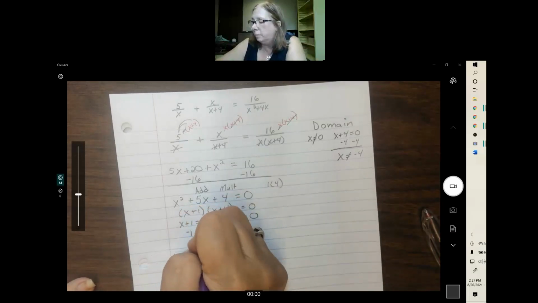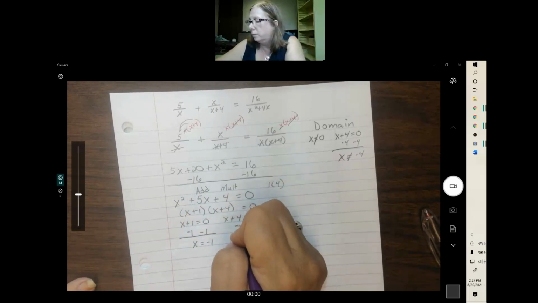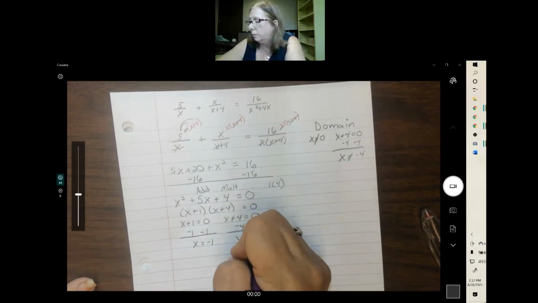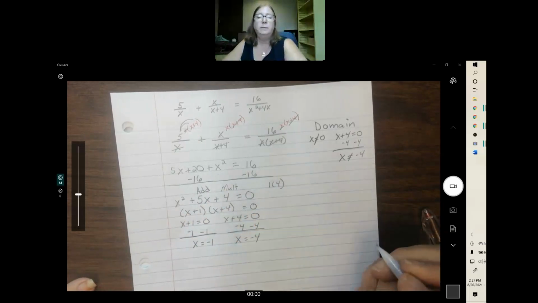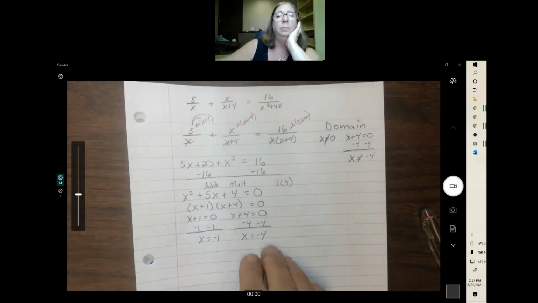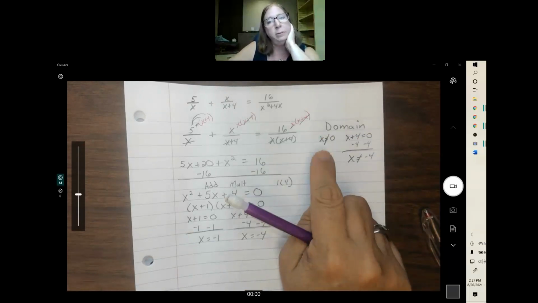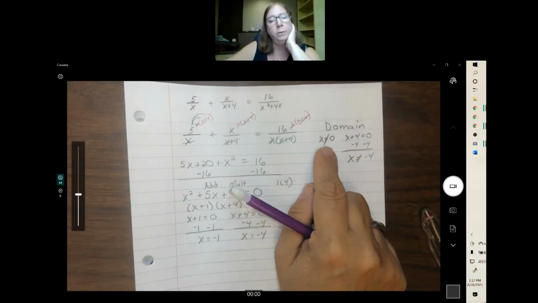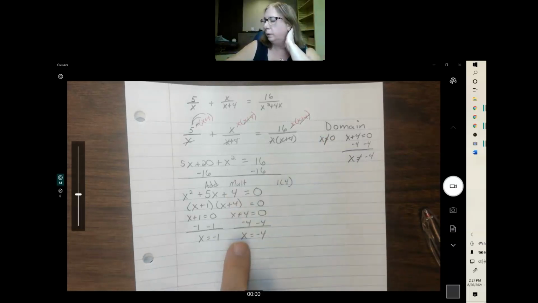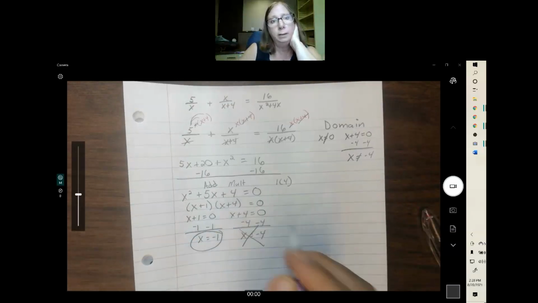Subtract the 1 and subtract the 4. So we have two answers, -1 and -4. But you need to make sure they're not omitted in the domain. Notice that we can't have 0 or -4. So this one gets omitted. We only have one answer, -1.